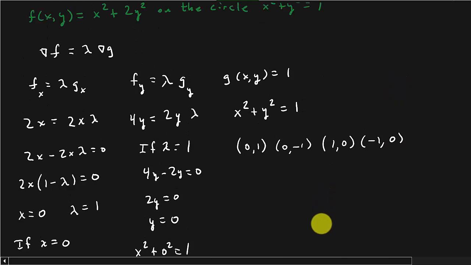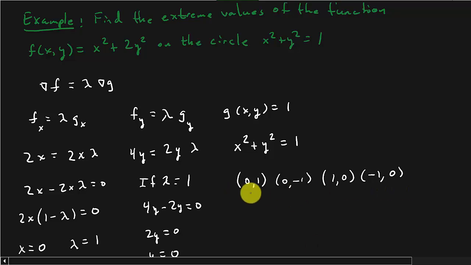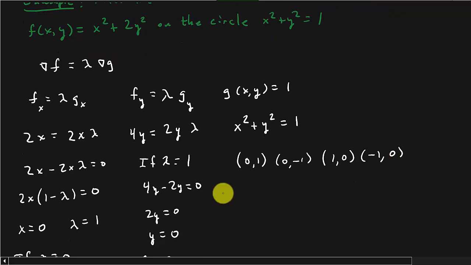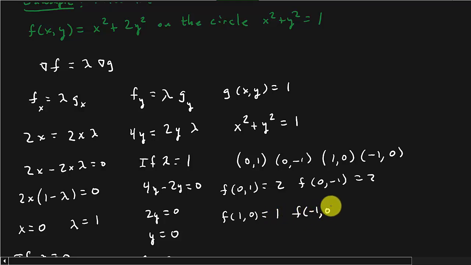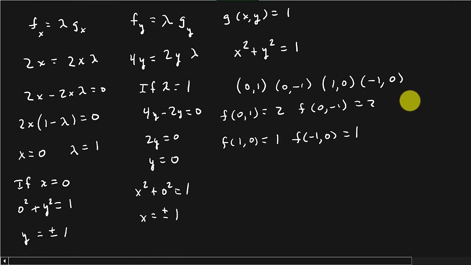And so what does it say to do after I get all my points? I take the points and I plug them back into here. All right, so that's going to give me f of 0, 1 is equal to, so when I plug that in, that gives me 2. F of 0, negative 1 is also equal to 2. F of 1, 0, so I'm going to take this point and plug it into f. That's going to give me 1, and f of negative 1, 0 is also going to give me 1.